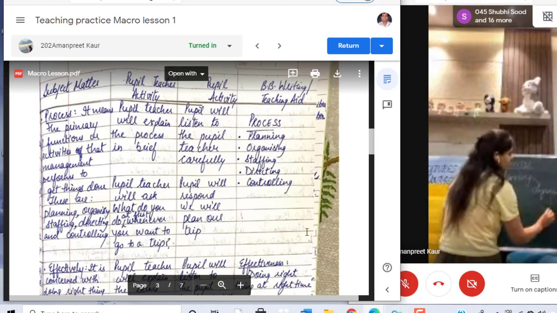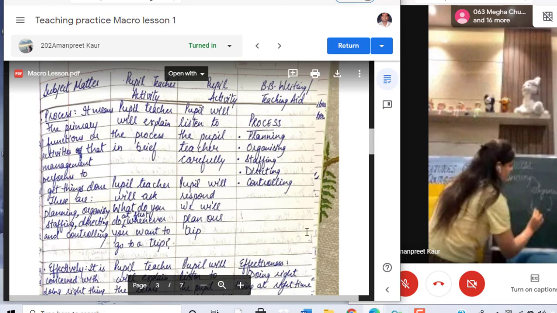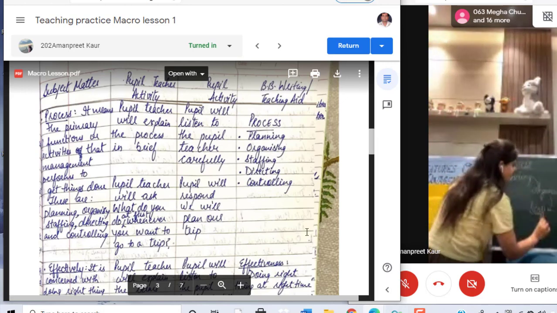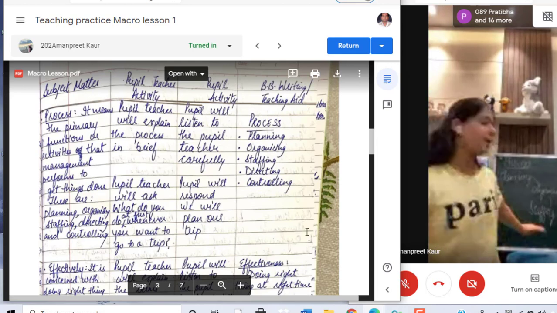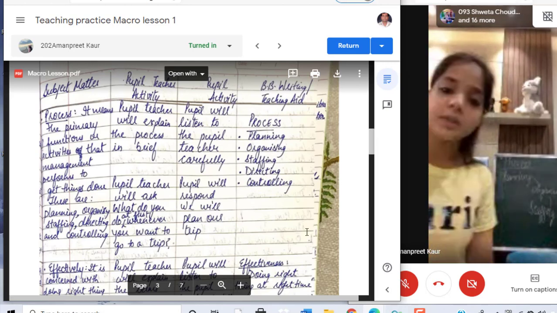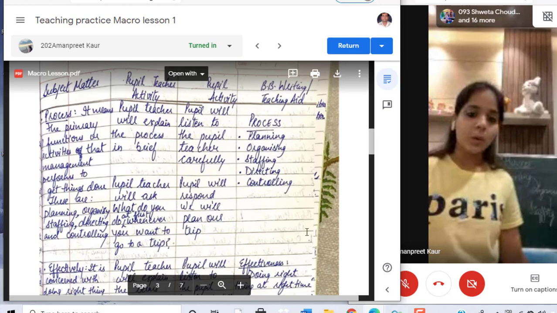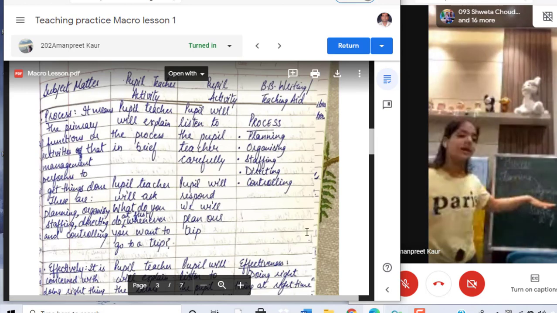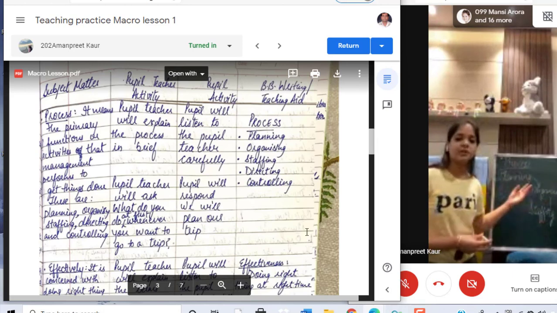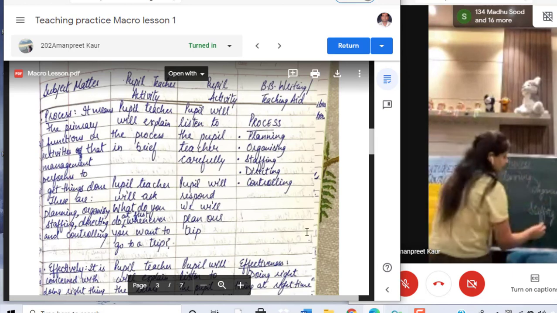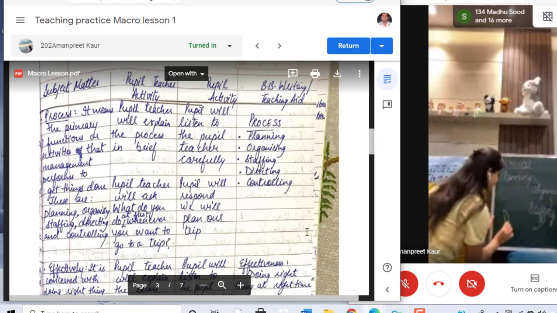So the other is staffing. By staffing, we mean appointing the right person on the right job. Okay, we'll plan, then we'll organize, then we'll staff persons. We'll staff the right persons on the right job. Then comes directing.